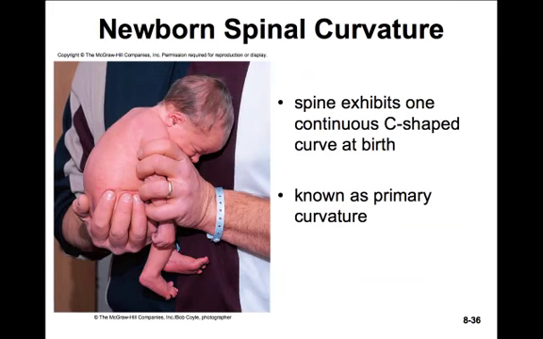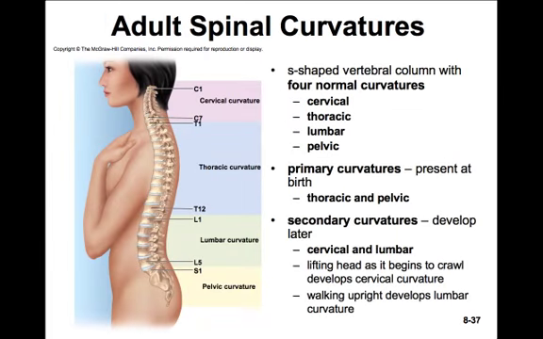Now, when a baby's born, there's only one curvature in the spine. It's that classic fetal position curvature. It's a C-shaped curve, and this is known as the primary curvature. However, as we grow up, we adopt secondary curvatures. These develop as a baby begins to crawl. As it lifts its head, we start seeing the cervical curvature. And then as we walk upright, we start to see the lumbar curvature.